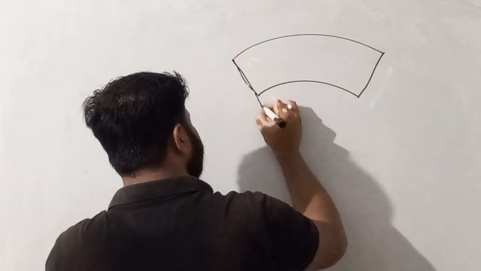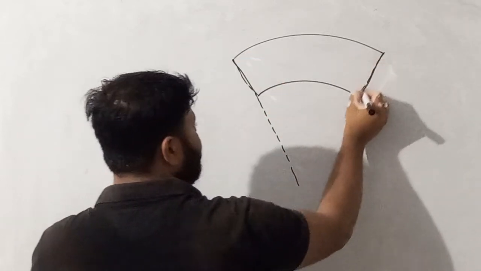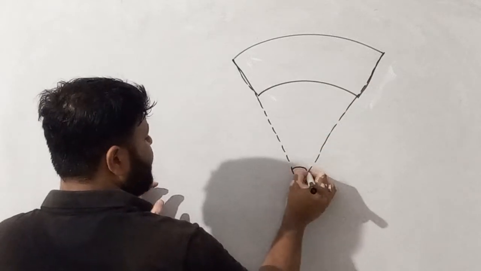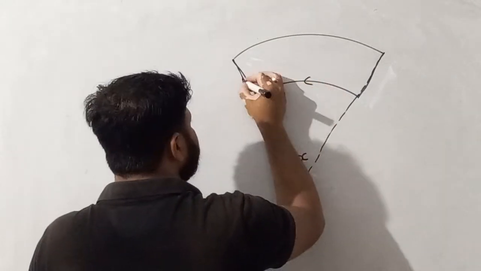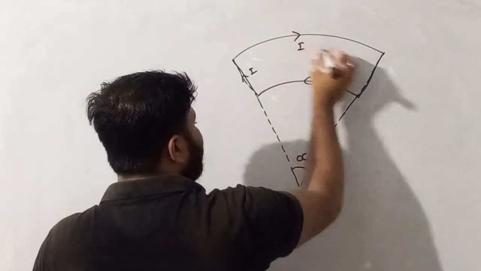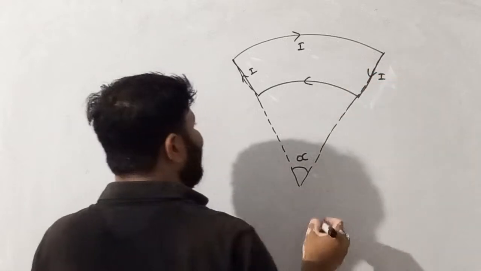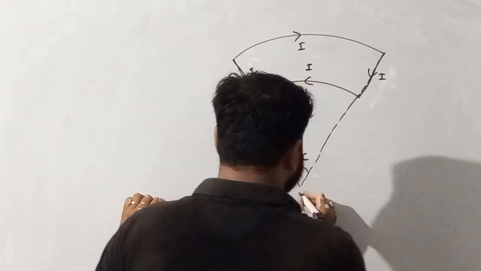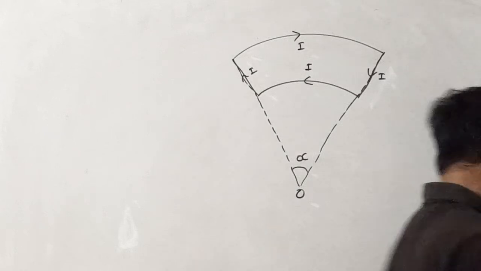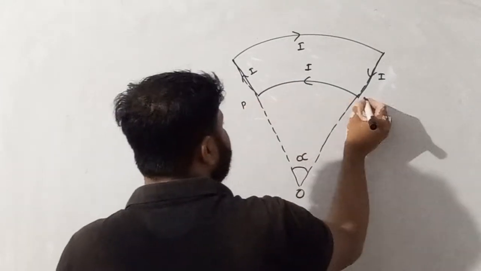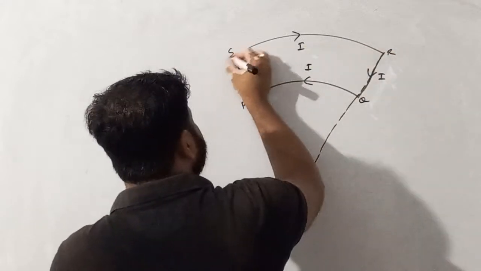So this is basically the segment which is given. This angle is also given. This is alpha, and in this segment current is flowing like this. The value of current which is flowing is I, and this is the point O where we want to find the magnetic field. PQRS is given. So P, Q, R and S.